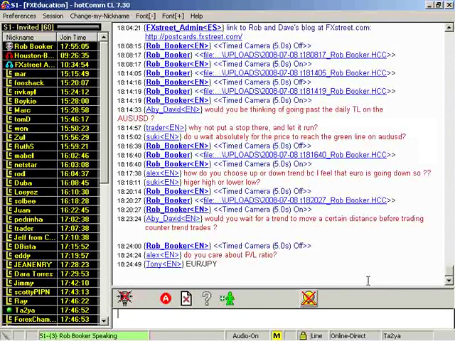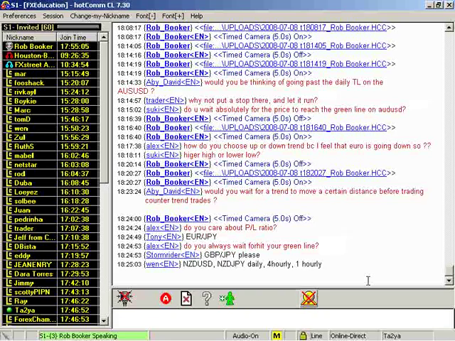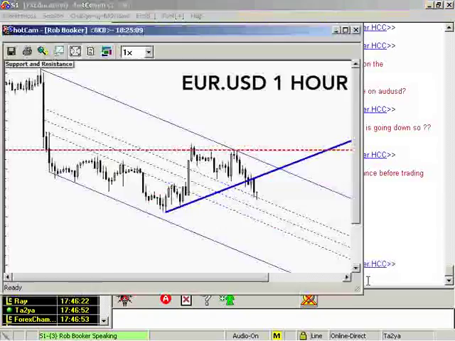Alex asks, do you care about profit to loss ratio? Yeah. I'm generally only looking for trades, and remember, there's no charts up right now. Please write us and let us know what charts you'd like to look at. We always want to compare the potential profit with the stop loss.